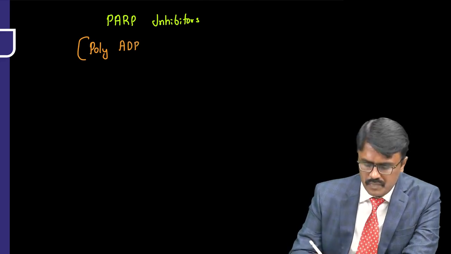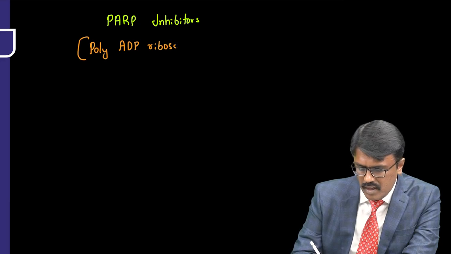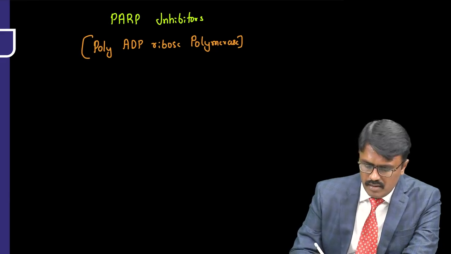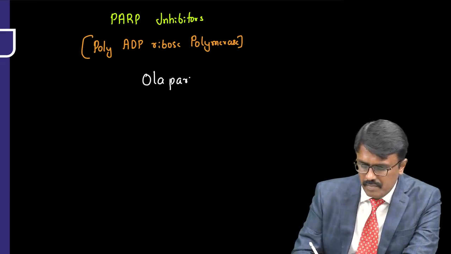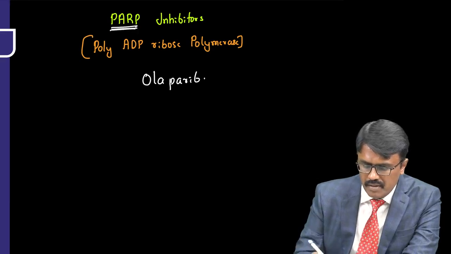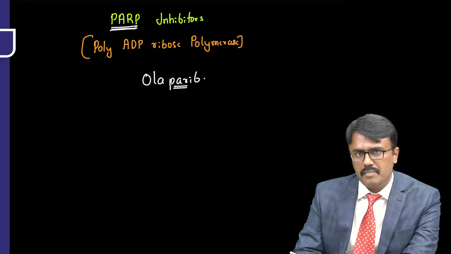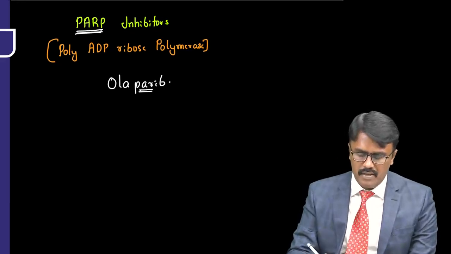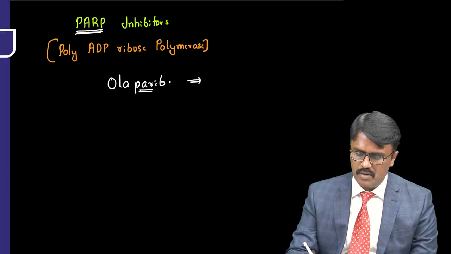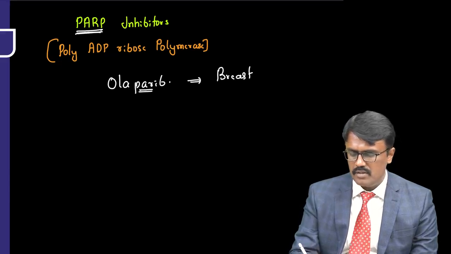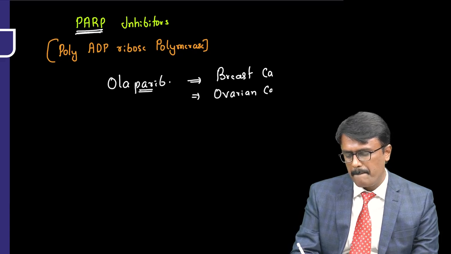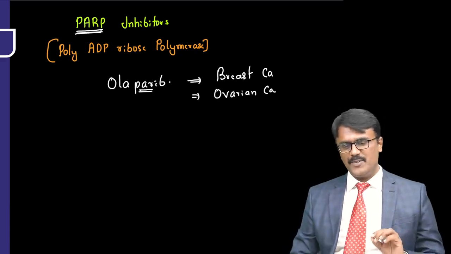ADP, ribose, R for ribose, P for polymerase. Now this is inhibited by a drug called olaparib. So they have taken PAR from here. It ends with PAR, poly ADP ribose polymerase inhibitor, and that is olaparib. This olaparib is used for two cancers. One is breast cancer in a female, and one more is ovarian cancer. So breast cancer and ovarian cancer it is used.